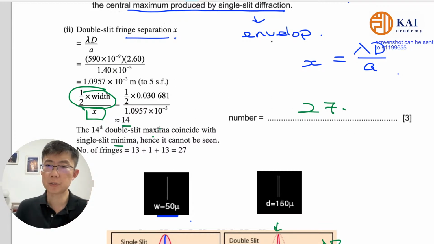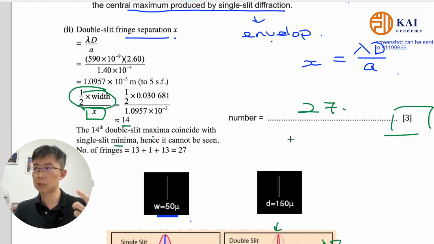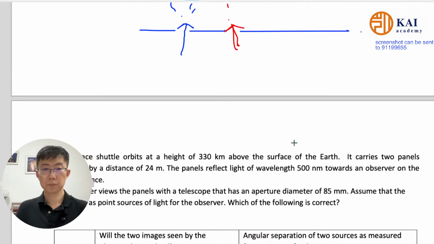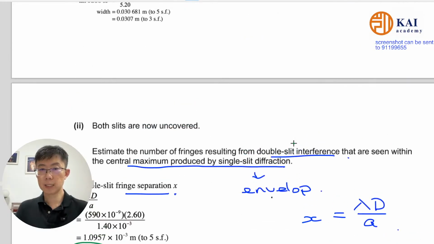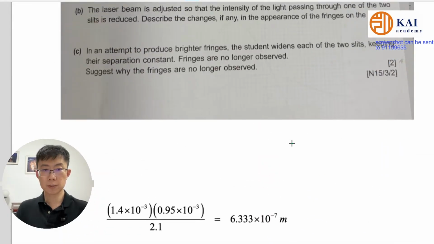So the math actually is not very hard. Cambridge gave students 3 marks because they wanted students to think through the concept and apply. All right, so that's for the Young's double slit and the single slit diffraction.